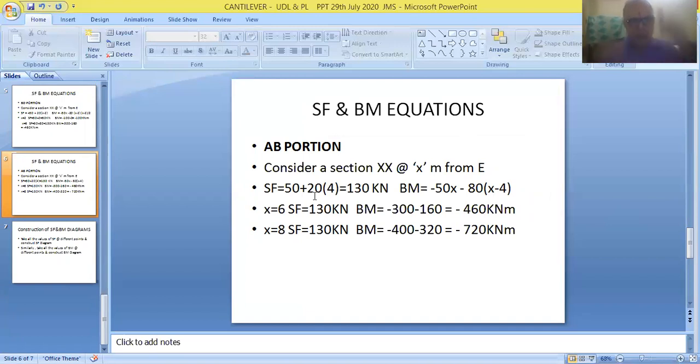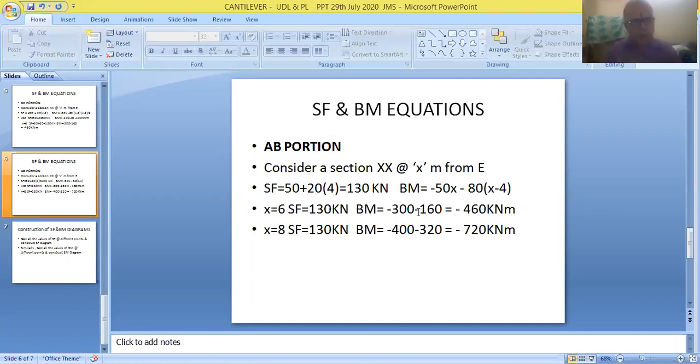So both these loads are acting in downward direction, resulting in clockwise moments. So we have to allocate a negative symbol for clockwise moments. Therefore a negative symbol is shown for this value and also for this value. So it is written as minus 50x minus 80 into x minus 4. So friends, this is the way of preparing SF and BM equations for the final portion, that is AB portion of the cantilever.